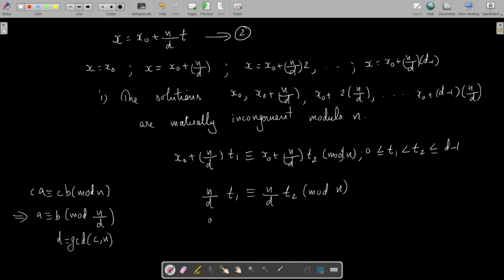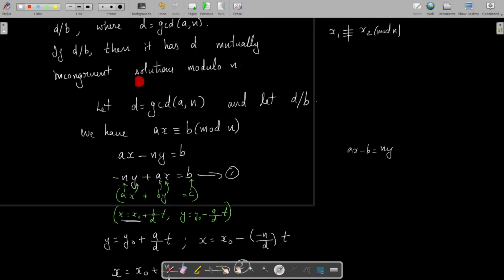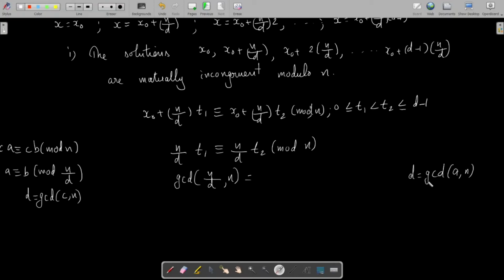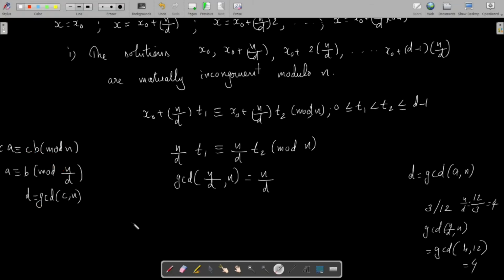First of all, we have to write the GCD of n by d and n. Here the common factor is n by d and here we have n. So we have to find the GCD of n by d and n. Actually d was the GCD of a and n. So n by d will be a divisor of n. So the greatest common divisor of n by d and n is n by d itself. So we have GCD of n by d and n is n by d. So we will use this result here.